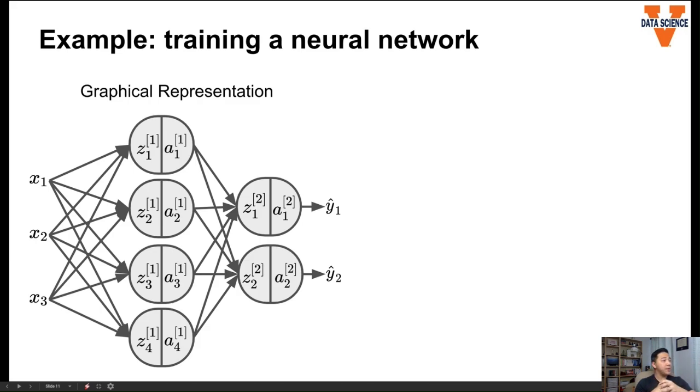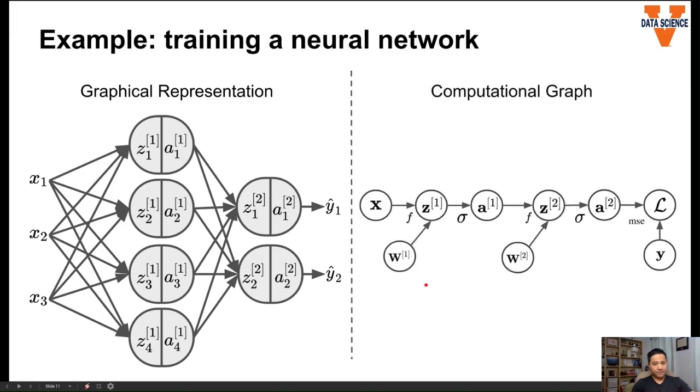This has 2 layers: the first layer has 4 nodes, the second layer has 2 nodes. It's a nice representation and gives a good visual of the neural net, but it's not very convenient to compute with because the weights are represented by the arrows, and you have a lot of different nodes here. So a better way to represent this, and it is equivalent, is using the computational graph, right?